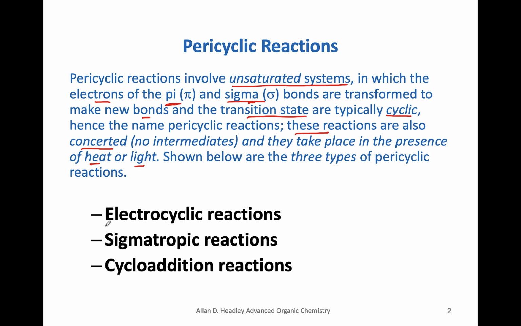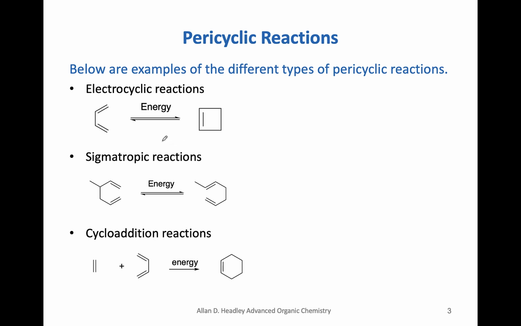As mentioned, there are 3 types: the electrocyclic reactions, the sigmatropic reactions or rearrangement, which we will cover in this lecture, and in the next lecture we will cover the cycloaddition reactions. You'll see that involves a very common reaction in organic chemistry known as the Diels-Alder reaction. Okay, so let us look at these reactions in terms of examples of real molecules.